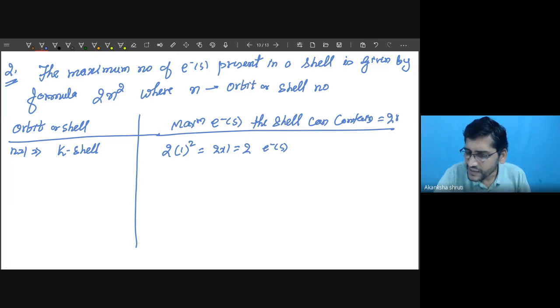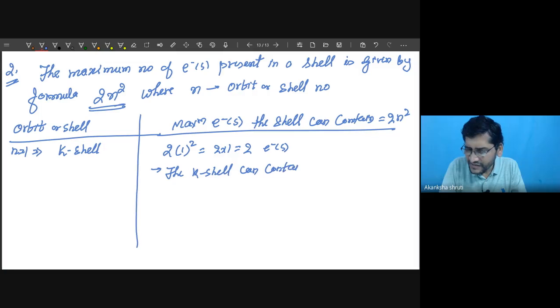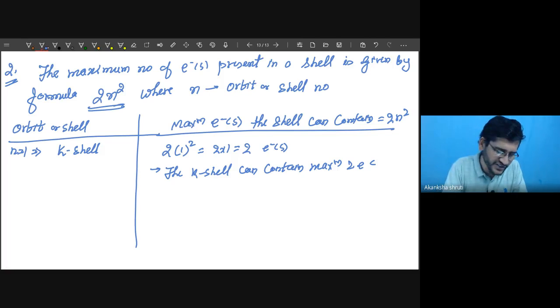This is given by 2n square. It is the formula. They simply mean the K shell can contain a maximum of 2 electrons. Students, here we have to understand this is the maximum electron content.